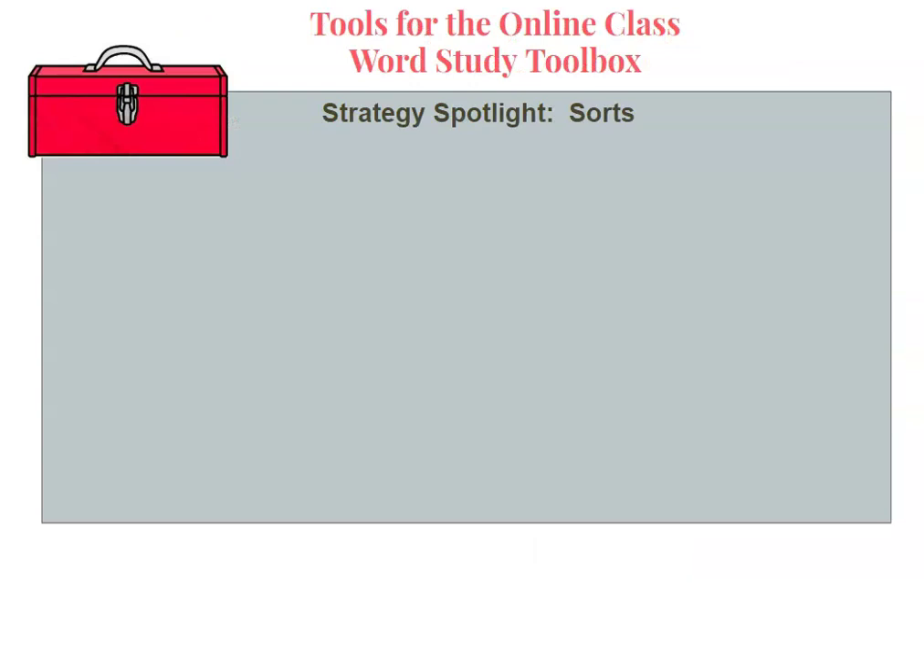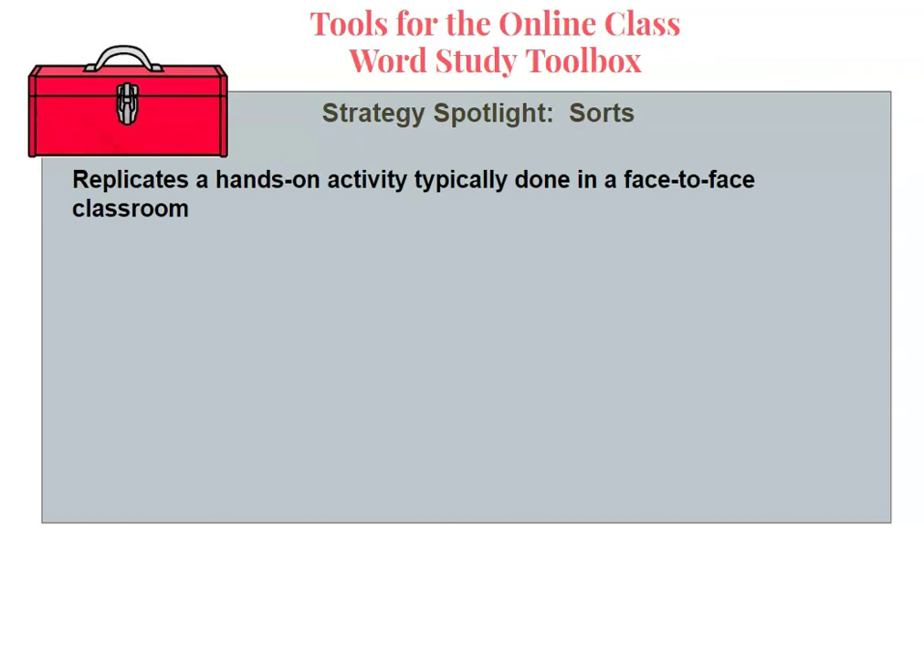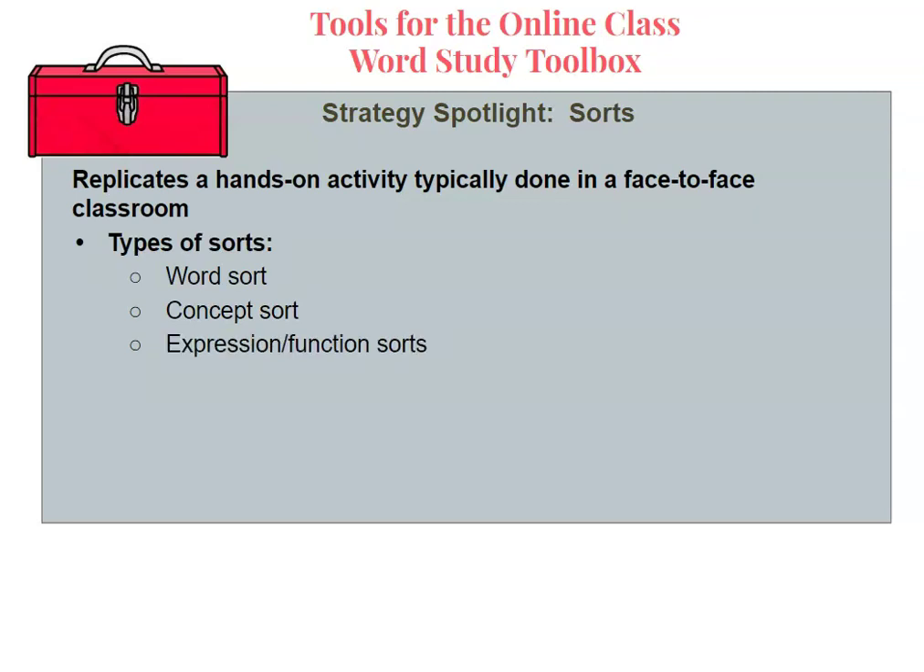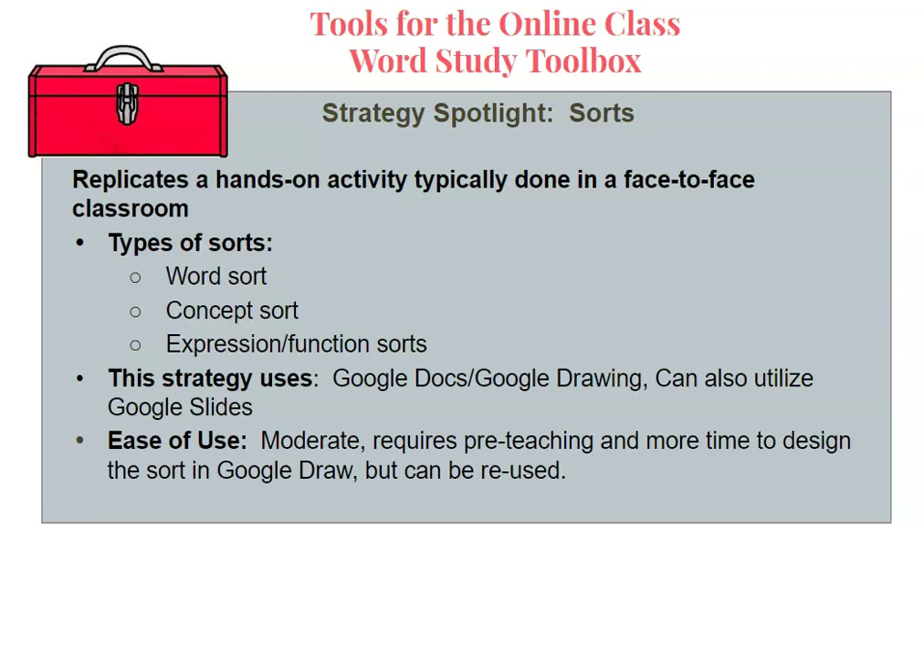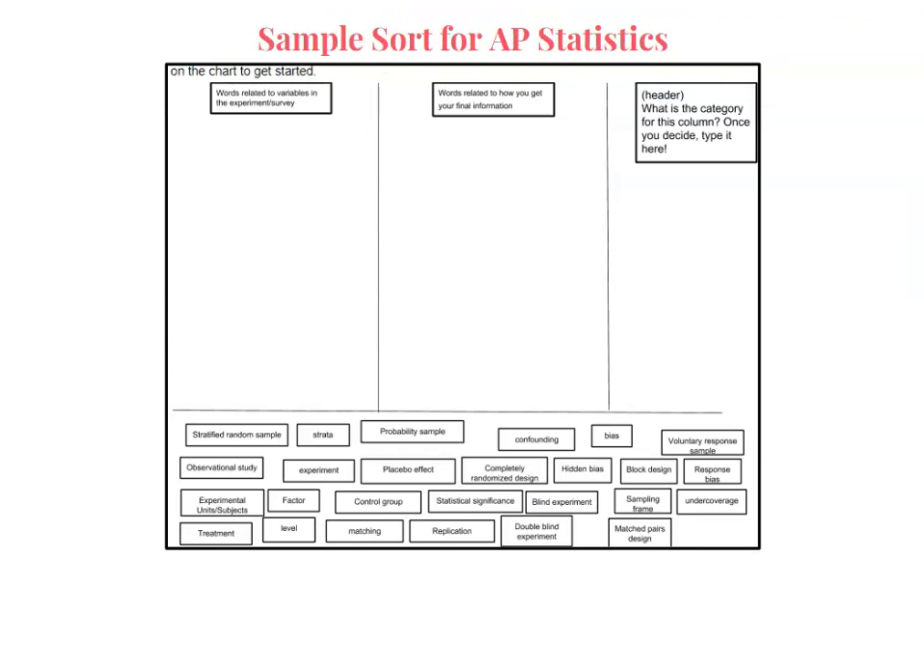This highly customizable activity mimics the hands-on manipulation students would use in a face-to-face classroom. This module will introduce word sorts, concept sorts, and expression and function sorts, a tool specifically for math class. The strategy uses Google Docs and Google Drawings, but it can also utilize Google Slides. It's a little bit more work to set it up. It requires pre-teaching and more time to design the sort, but once you've got your template, you can reuse it with any vocabulary list. You choose the categories. Here's an example of a word sort.